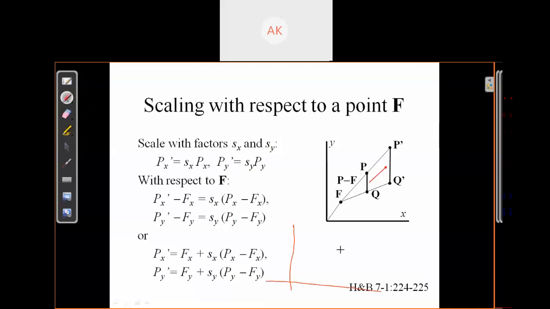Let's see, there's one object. Let's consider this is your object. P1, P2, and P3 are the coordinates, and suppose this point is your fixed point, with XF and YF as the coordinate values. Now you want to scale up or scale down your object with respect to this fixed point. What you will do is apply the formula for this fixed point, and then you will scale up or scale down the object.